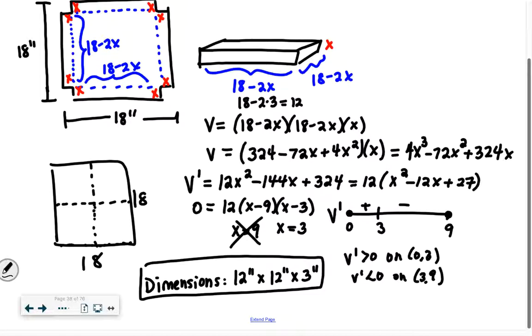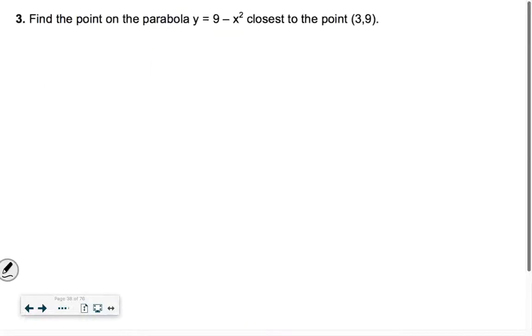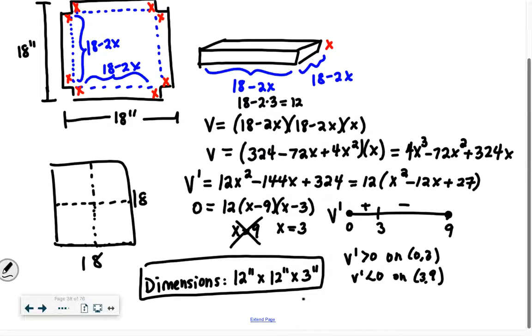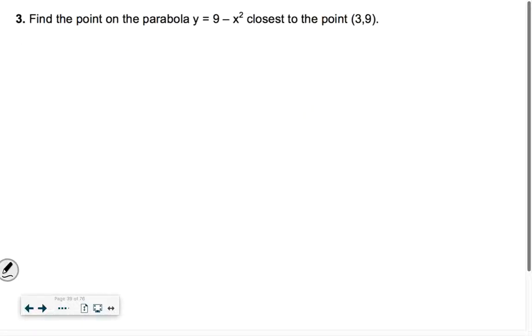So in this wording, it says find the dimensions of the box with the maximum volume. So that's just find the dimensions while plugging in the maximum, and not solving for the volume. Dimensions just means length times width times height. That's all you have to give. Well, what if it did mean for you to solve it, but you misread it? Well, if you're not sure, then just write off to the side volume equals 432 cubic inches. Just write it somewhere, just in case.